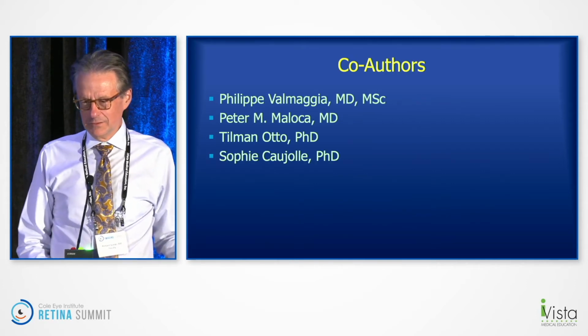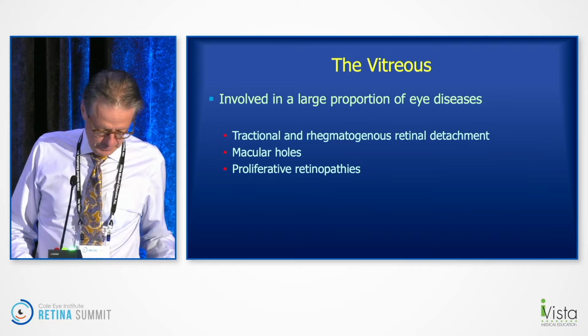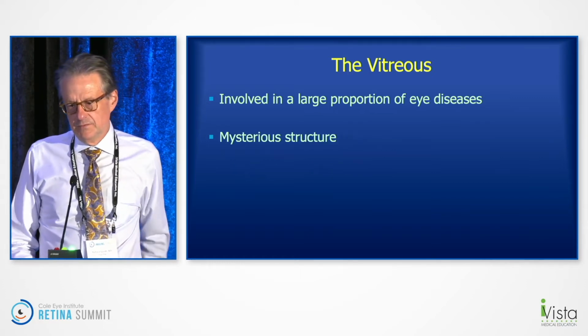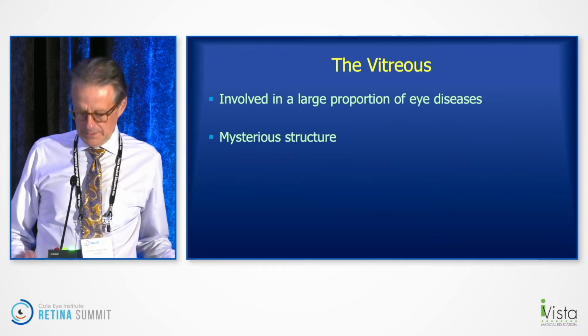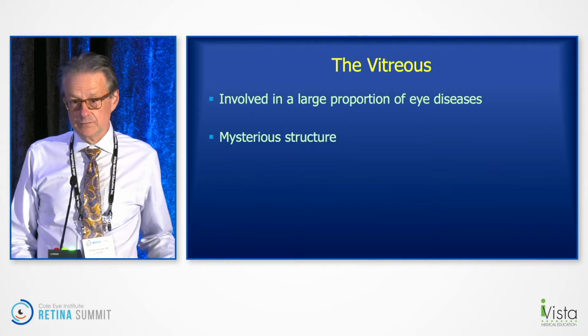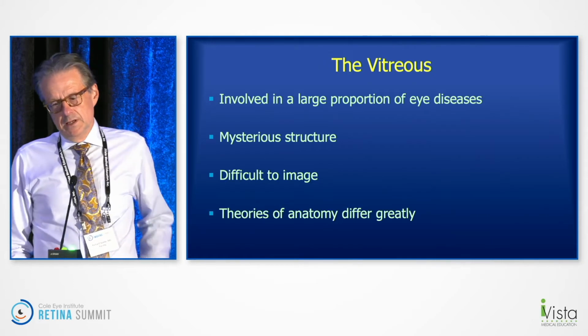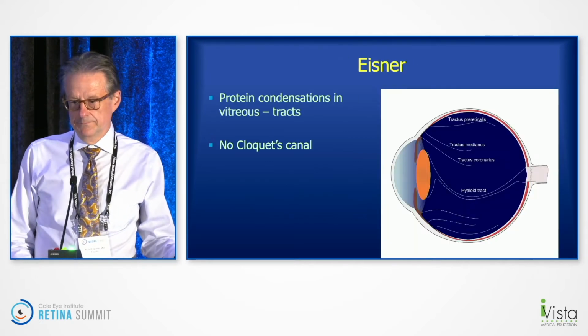These are my co-authors. The vitreous is involved in a lot of different eye diseases. We know about tractional things and macular holes and proliferative retinopathies, but it's also simultaneously a kind of mysterious structure because you really can't see it. It's optically clear; it's designed to be transparent. Therefore it's difficult to image, and a lot of theories of the anatomy of the vitreous have differed greatly.